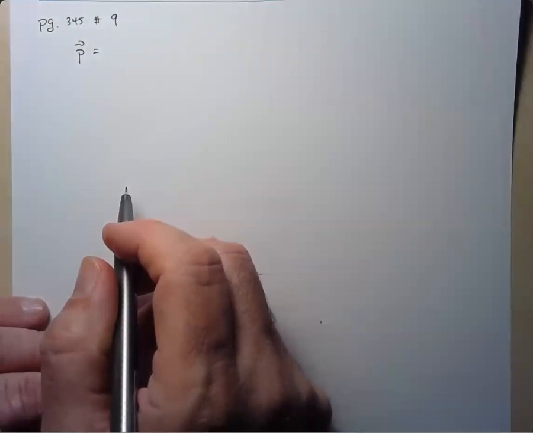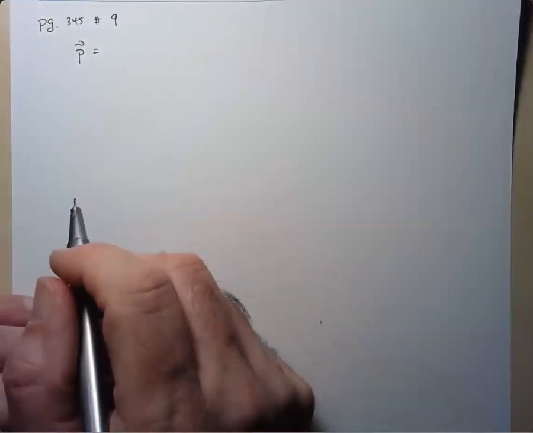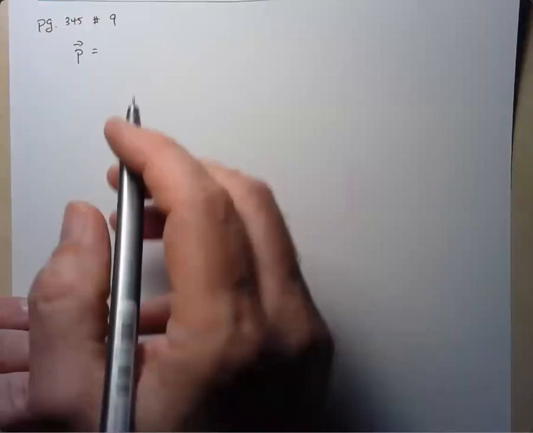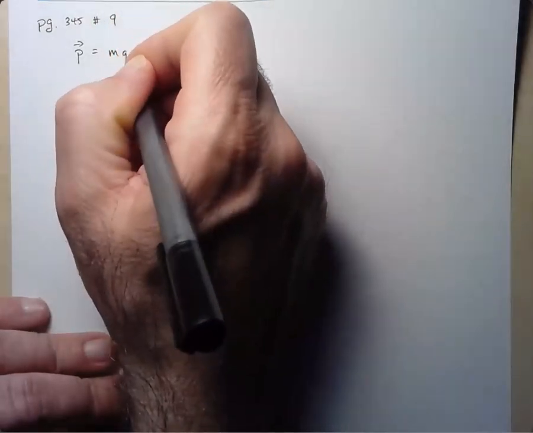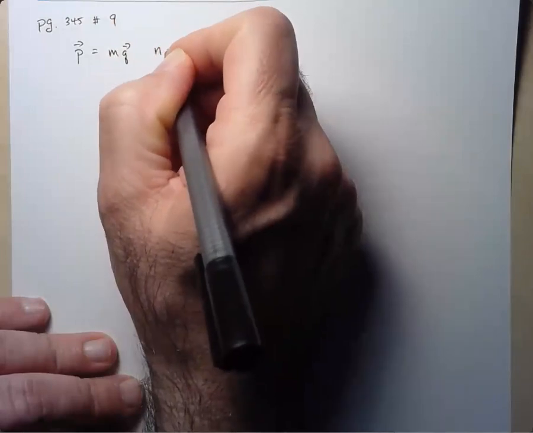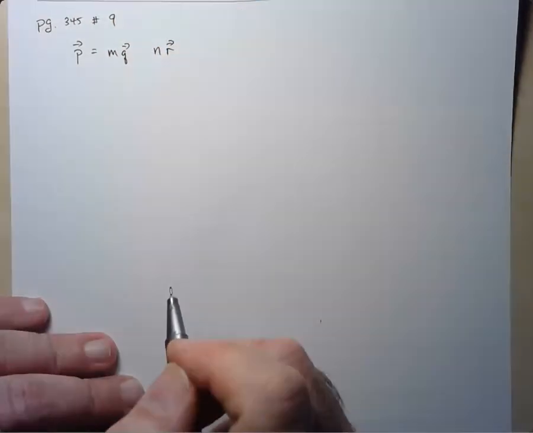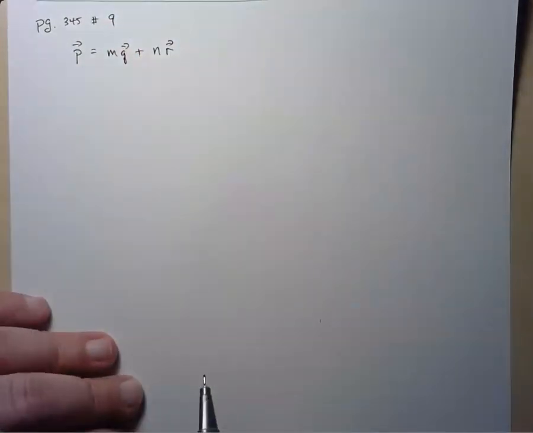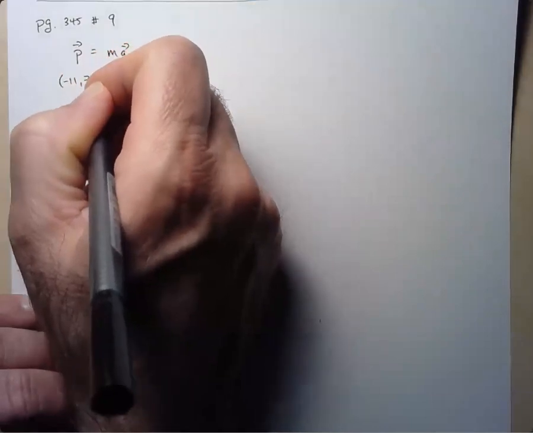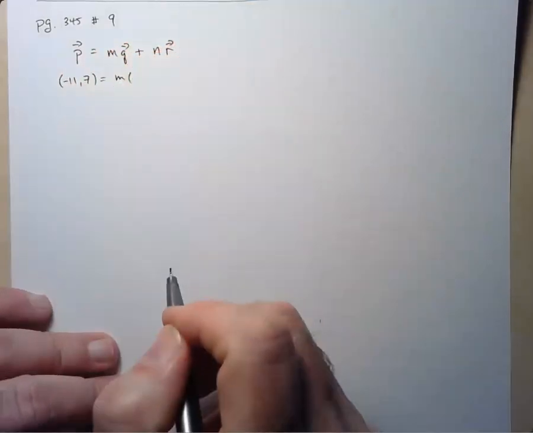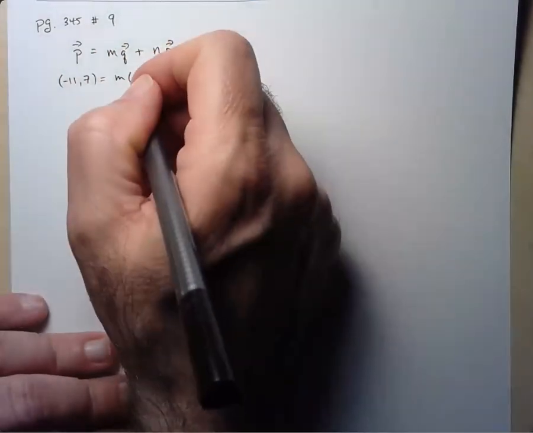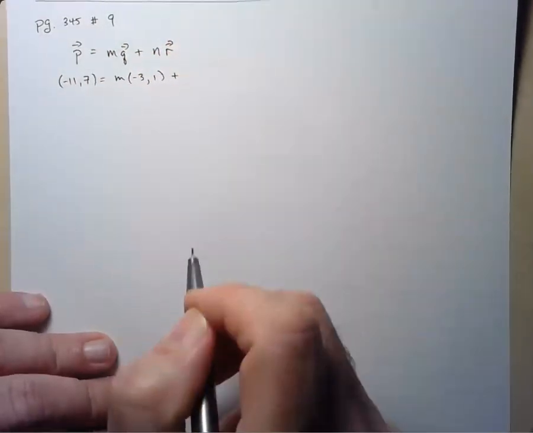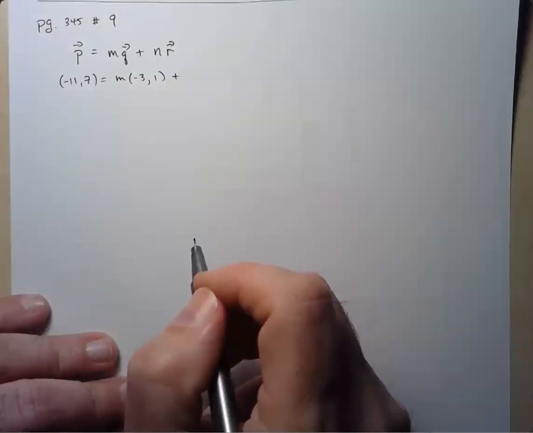And of course, a linear combination involves two possible operations. So I can multiply the vectors by a scalar multiple, and then I can add them together. Okay. But of course, they're giving me specific vectors here. So if P is -11, 7, I want to write that as some scalar multiple of -3, 1 and -1, 2.